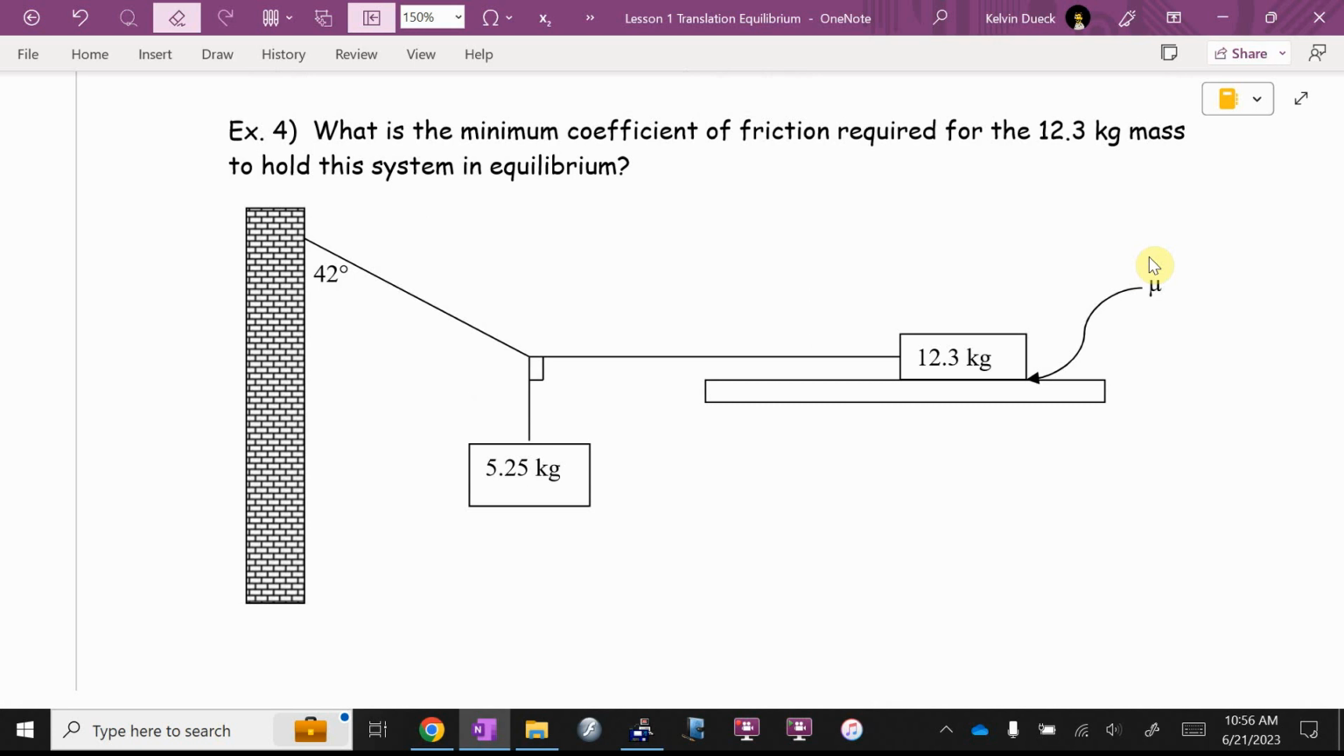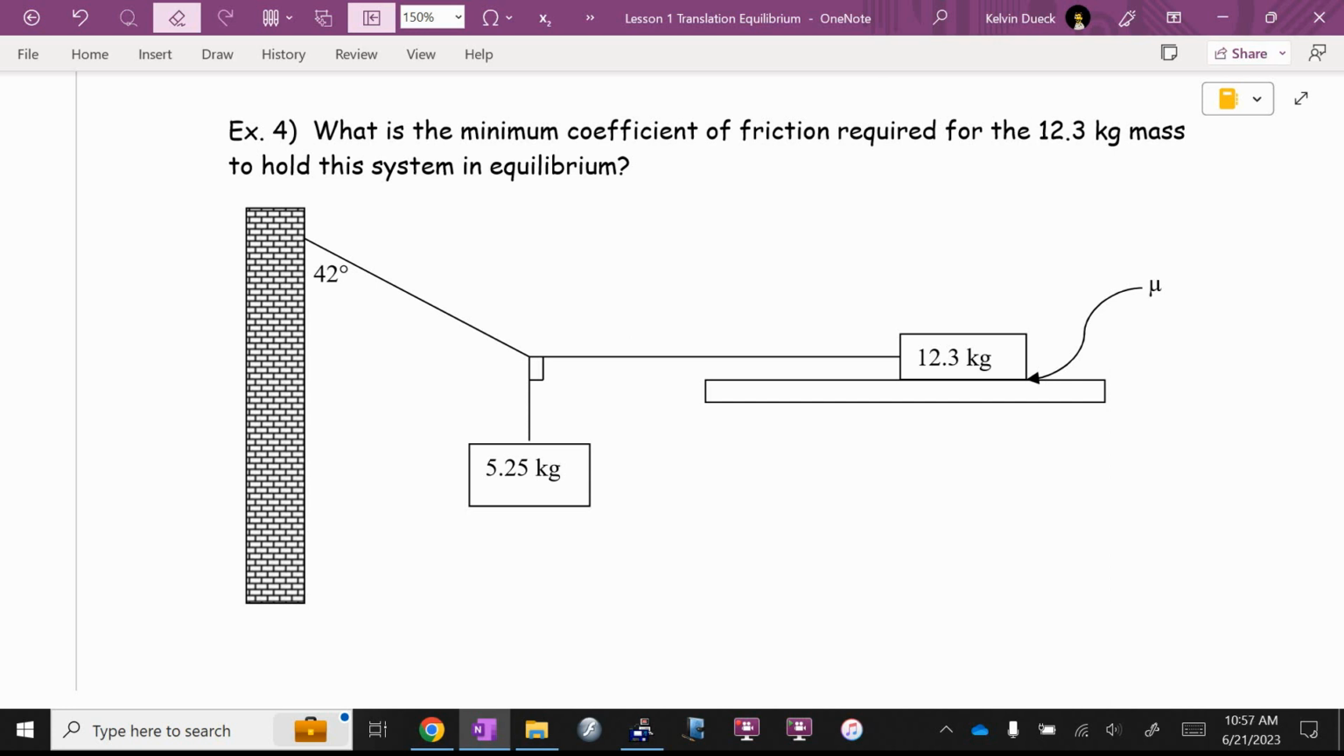Okay. Any suggestions on how we're going to start? Because look at the picture. I guess we have a mass pulling down. There must be enough friction to keep this from sliding off. Okay. How big a mu do we need minimum for that to be the case? Any suggestions on how we might want to start? What might this be a good job for?